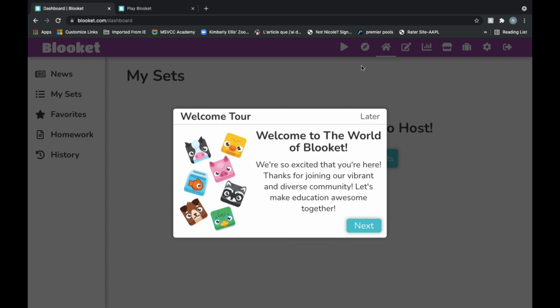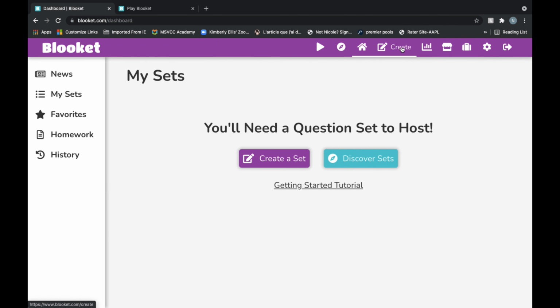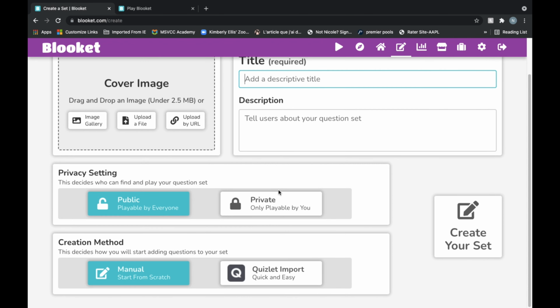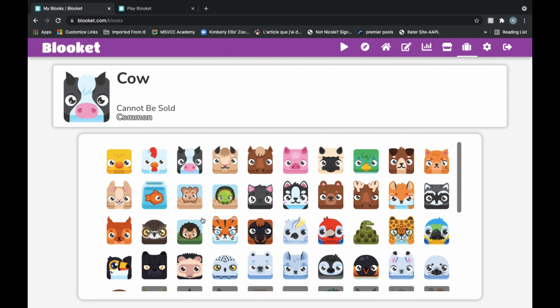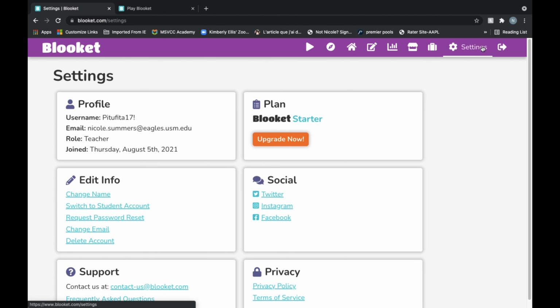This brings you back to your classes later. This is where you create your own set of questions, and then these are all the different Blooks, and the students get to pick which Blook they want to be represented by. Here are your settings. So now we're going to go back to the dashboard.